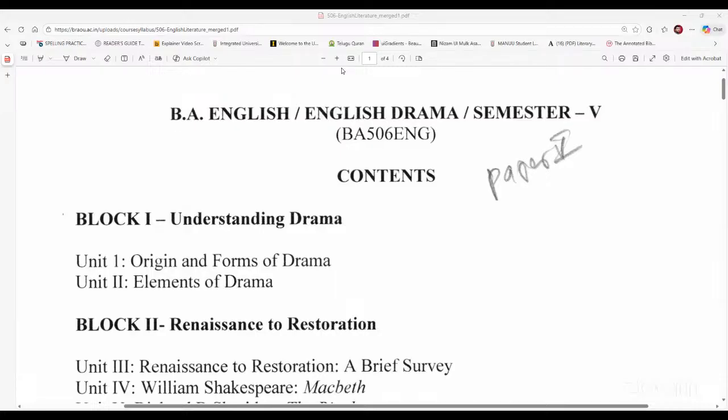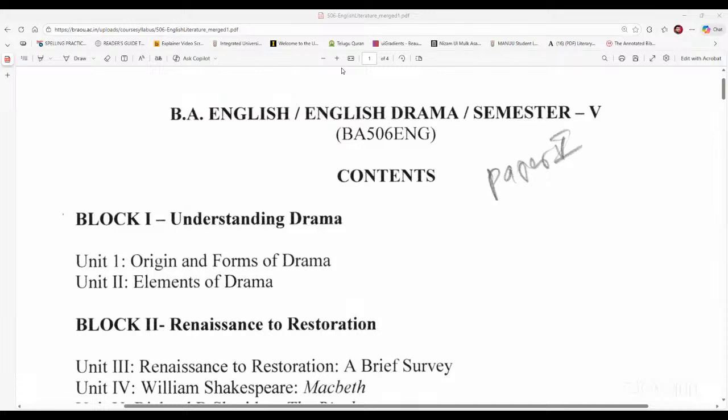Unlike poetry or fiction, drama depends almost entirely on dialogue. So there is no background commentary like we find in short stories and novels. The whole story moves forward through conversation, through dialogue between different characters. This is the most unique feature of drama.